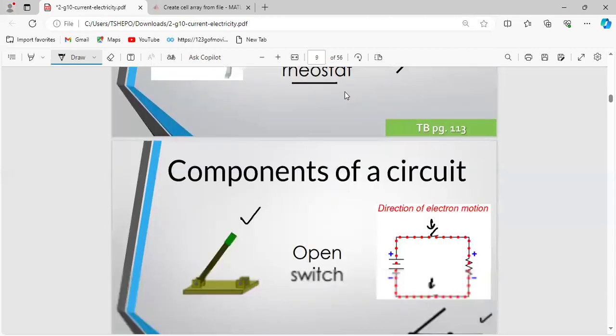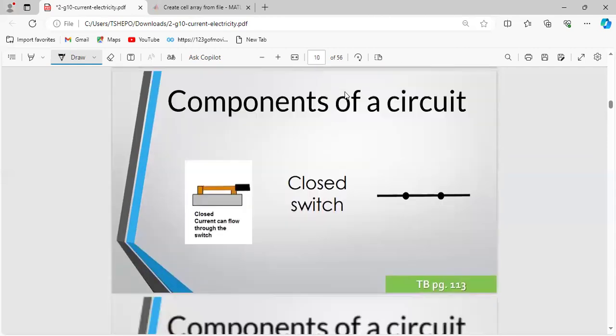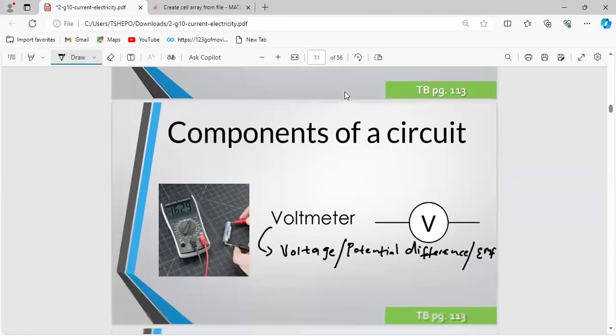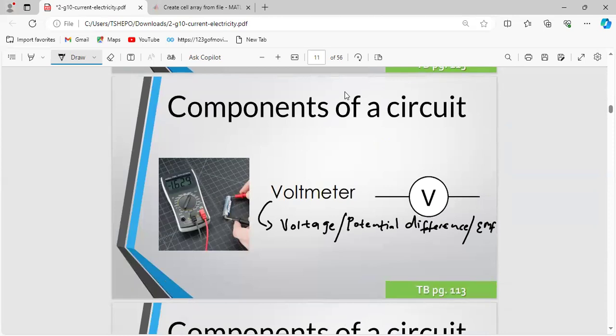That's what we mean by EMF. EMF is the total voltage a battery can give or supply, okay? So a battery actually gives voltage. And the other components, such as a resistor, a light bulb, a rheostat, all of those components we have just mentioned, you can measure the voltage around them.